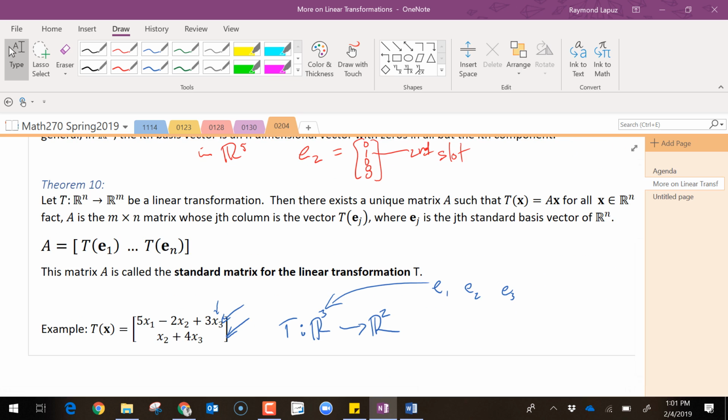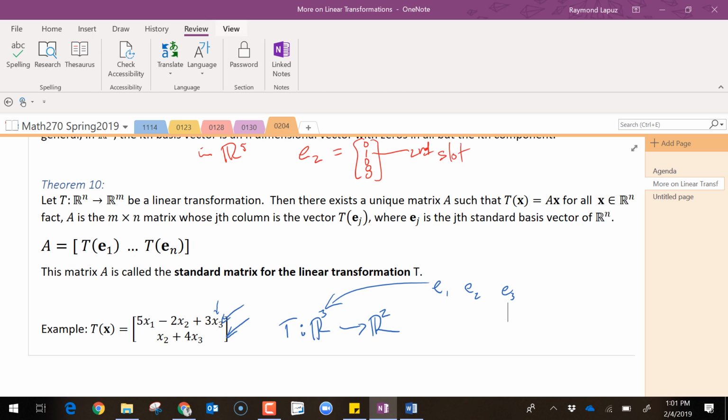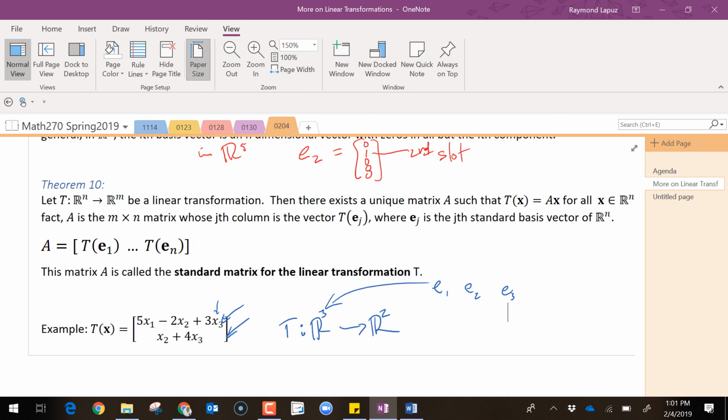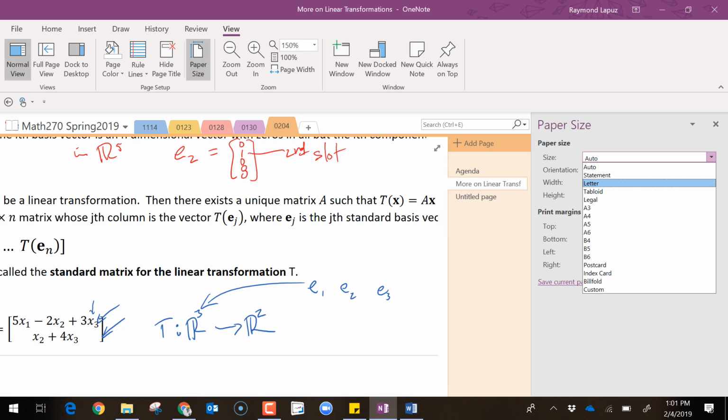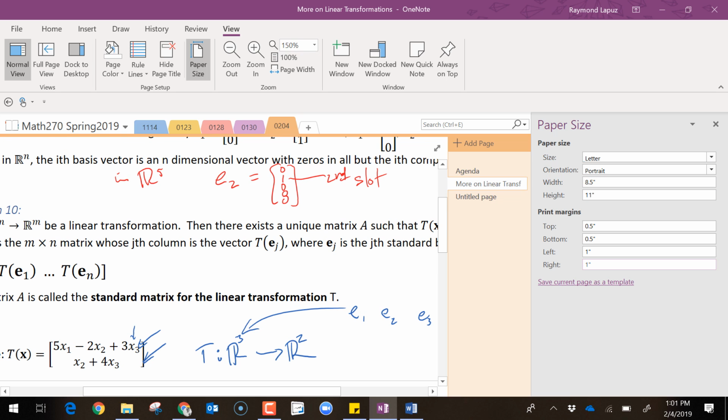Oh, I don't have my... this is going to mess up my notes a little bit here. I thought I got this fixed. Excuse me while I change the size of my paper.